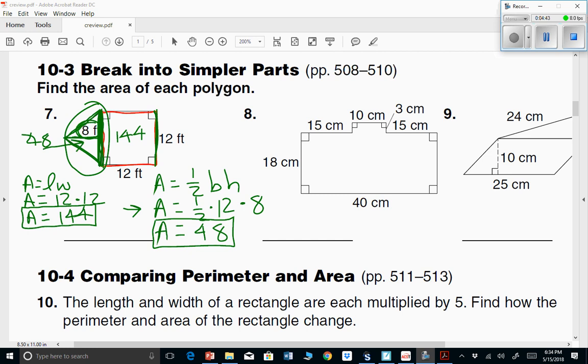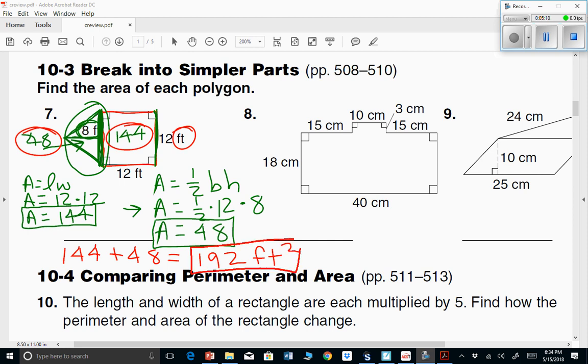So we've got 144 for the square and 48 for the triangle. So of course we need to add those together. So 144 plus 48 gives us 192, and we'll keep our units, which are feet, and because it is area, we will put square feet. So our final answer is 192 square feet.